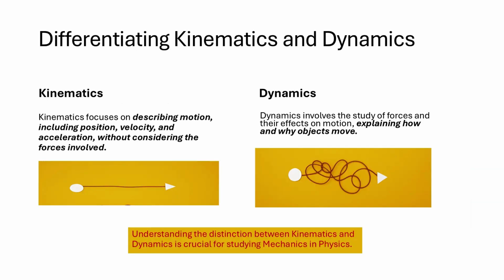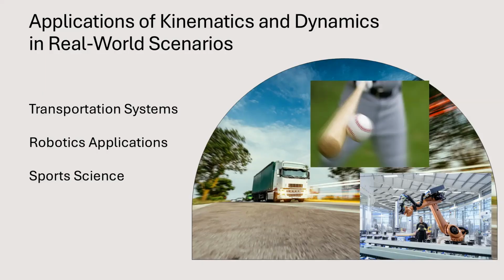The key difference between kinematics and dynamics lies in their focus. Kinematics describes the motion itself, while dynamics explains the forces and their effects on that motion. Both kinematics and dynamics have practical applications in various fields. Kinematics and dynamics are critical in robotics, allowing for precise movement and control of robotic systems. Understanding motion and forces is essential in transportation for designing efficient vehicles and traffic systems. In sports science, kinematics and dynamics help analyze athletic performance and improve techniques for better results.